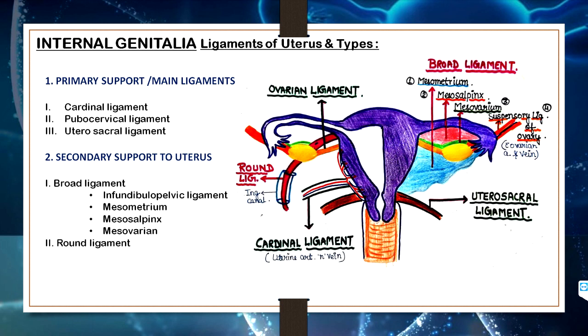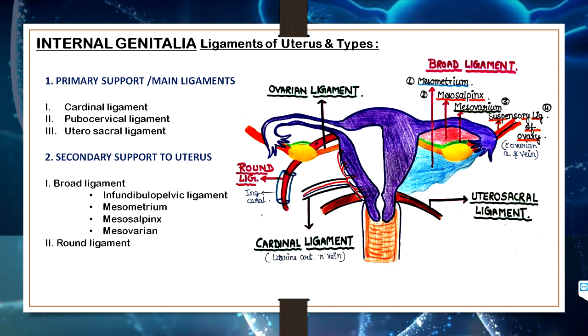It attaches the lateral side of the vagina and the cervix to the lateral pelvic wall. See in the diagram, as I have drawn slightly upward, but it connects lateral side of the cervix and the vagina to the lateral pelvic wall, and this ligament contains uterine artery and vein. This question has been asked. Cardinal ligament contains uterine artery and the vein. So this ligament provides support to the cervix and the vagina.